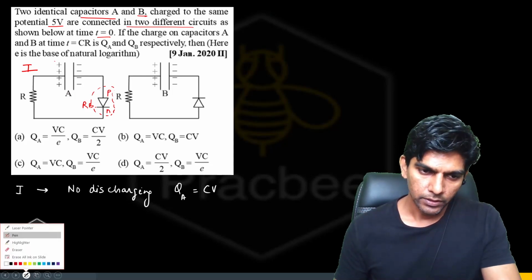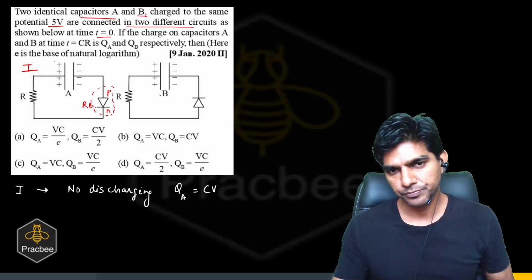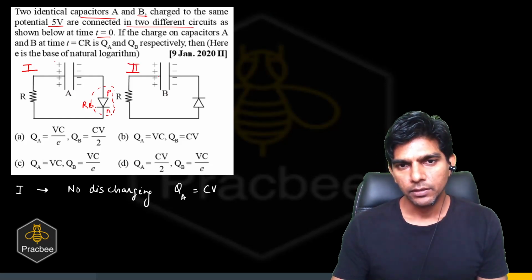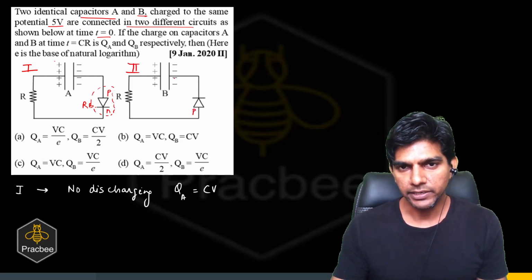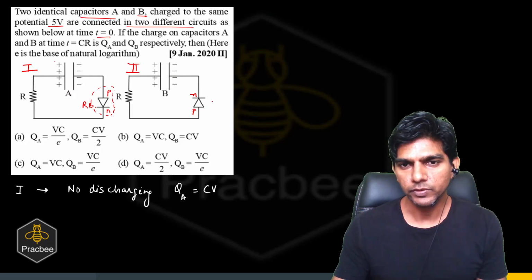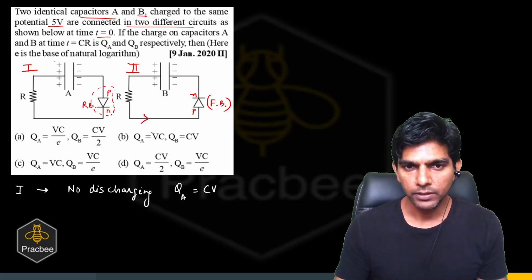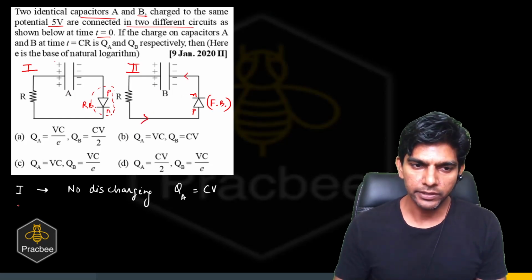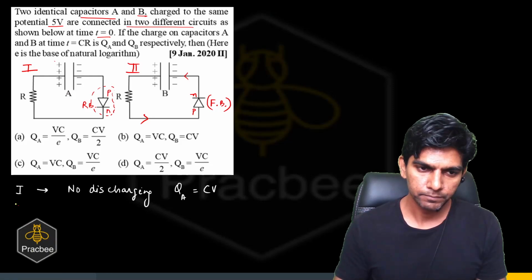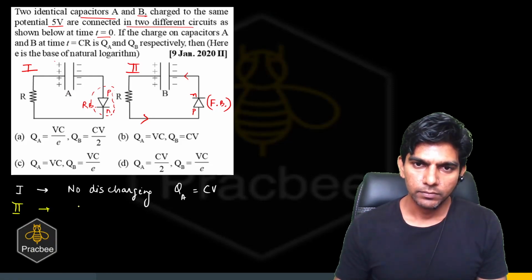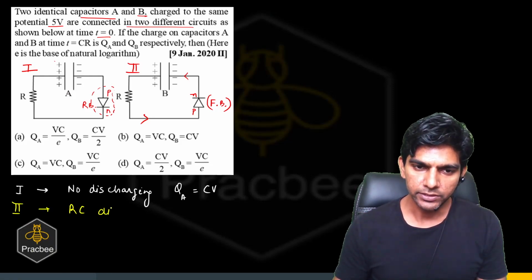Here C is the capacitance and V is the potential difference across the capacitor. Now in the second case, the positive plate is connected with the P side and the negative plate is connected to the N side. So we can say this diode is forward biased. If it is forward biased, there will be a current. And now we have an RC discharging circuit. There will be a current in this circuit.